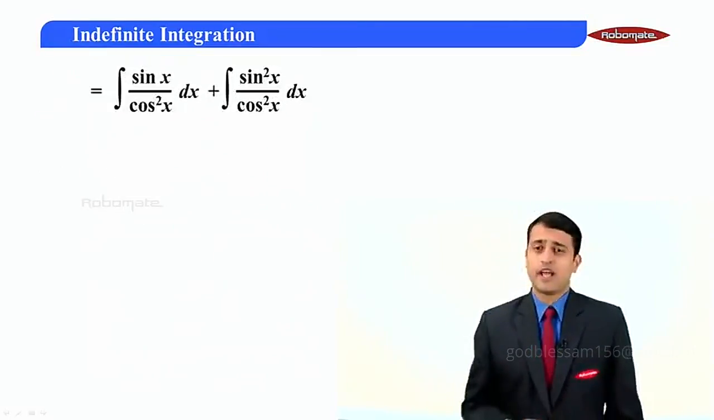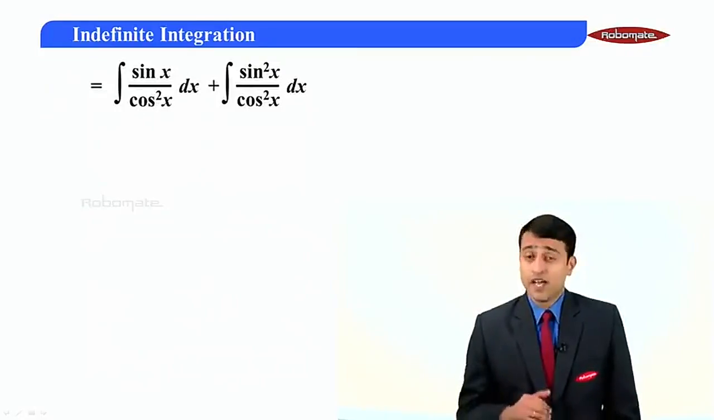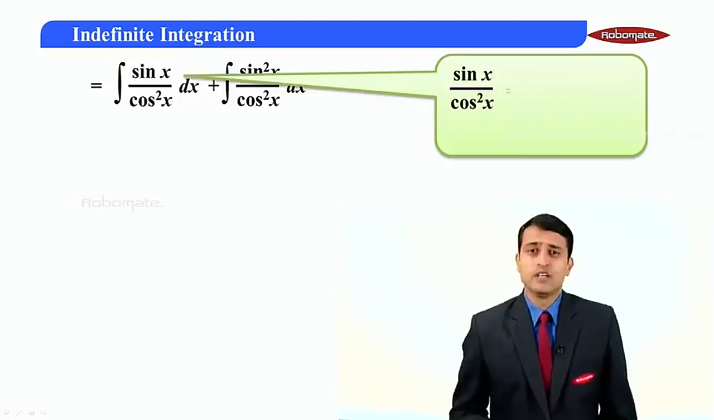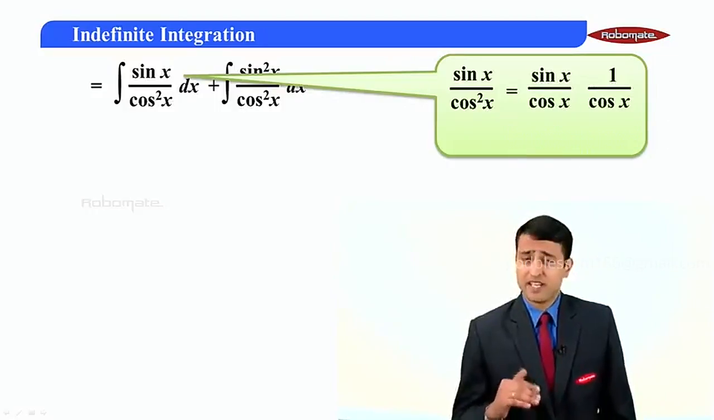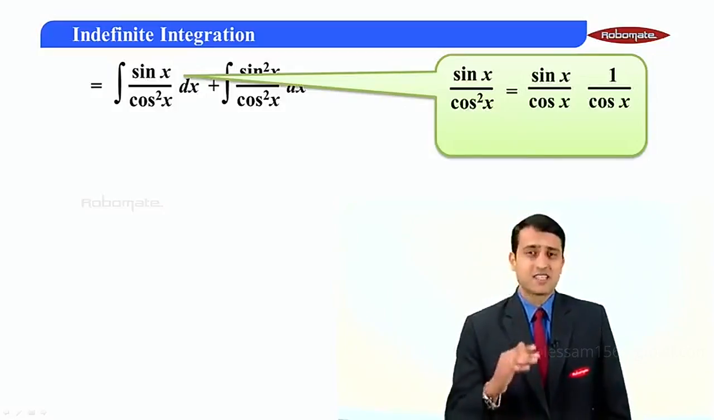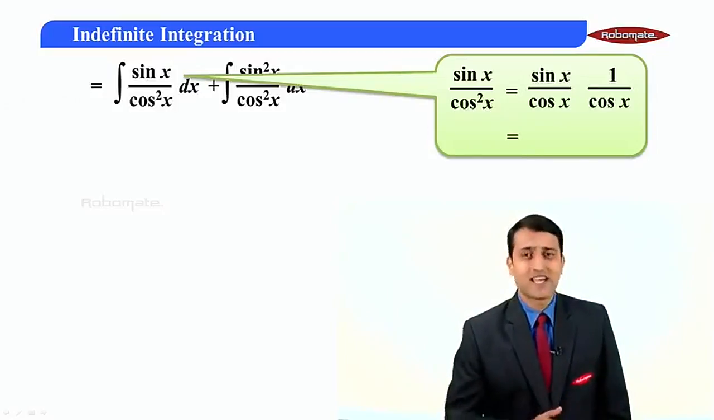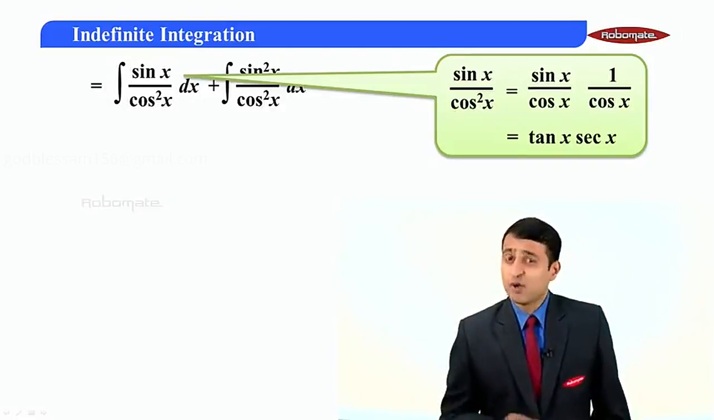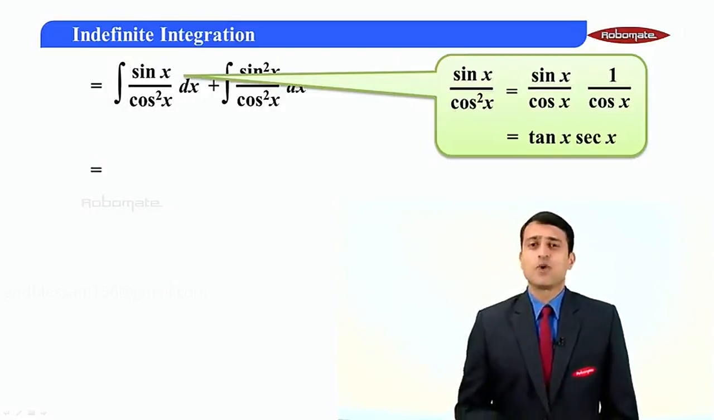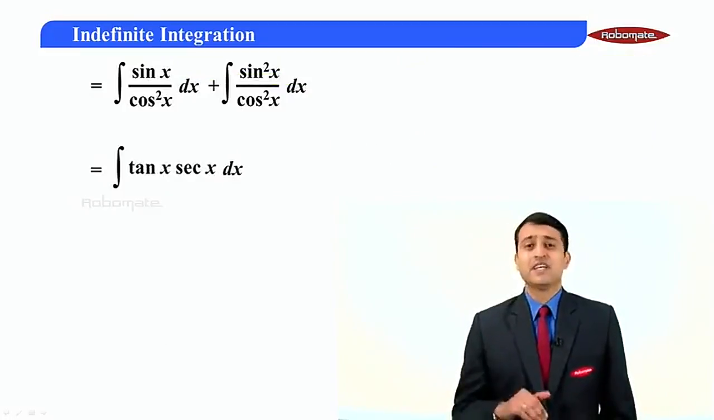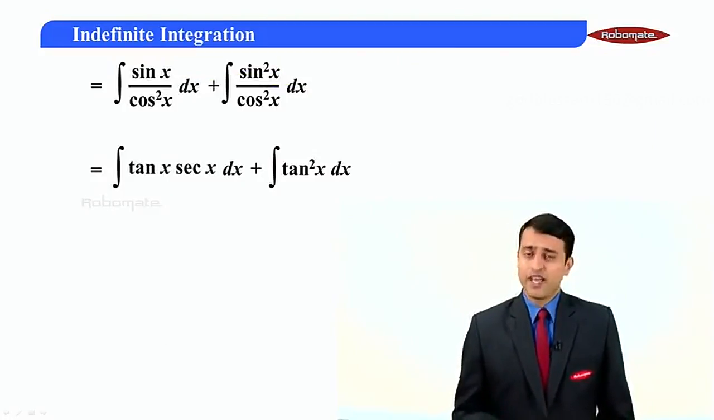So here is what I have in the integral. Now, how do we simplify sin x upon cos square x? Let us do some rough work. Sin x upon cos square x can be written as sin x upon cos x into 1 upon cos x. Sin x upon cos x is tan x and 1 upon cos x is sec x. So, instead of sin x upon cos square x in the integral, we will write tan x into sec x. So, that is what we write here. The second integral gives me tan square x.